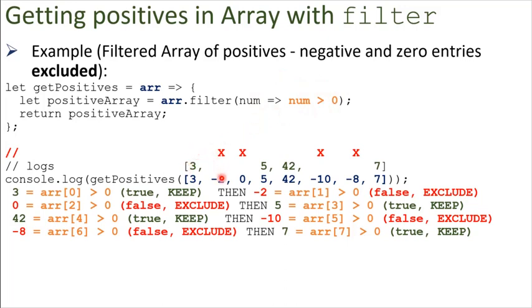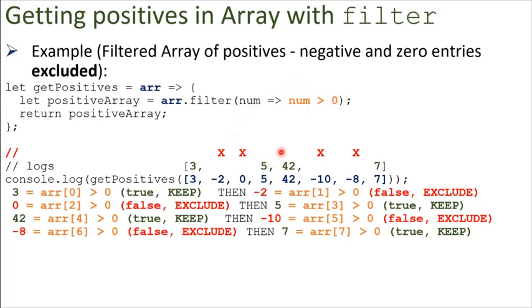And then it's going to go to the next item in the array, the one at arr of 1, right? So it plugs in this -2 to num, and -2 is not greater than 0. So that's going to be false, so it's going to exclude that. And then it's going to try 0, which is arr of 2. It's going to plug that in for num, and it's going to say 0 is greater than 0, and that's false, right? So it's going to exclude it. And then it would try the next element in the array, 5, the one at index 3, so it's going to plug in 5 here. And then it's going to ask, is 5 greater than 0, and that returns true. So it's going to keep that.